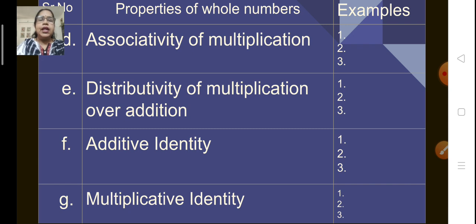You have to write 3 examples which we had discussed when we were learning the properties of whole numbers. The next is distributivity of multiplication over addition. You have to write 3 examples of this. The next one, additive identity, 3 examples of additive identity, and the next one is multiplicative identity. You have to write 3 examples of multiplicative identity, and this ends your project.